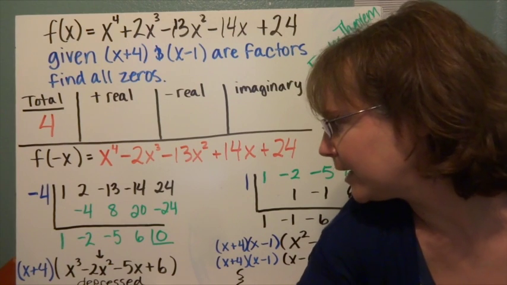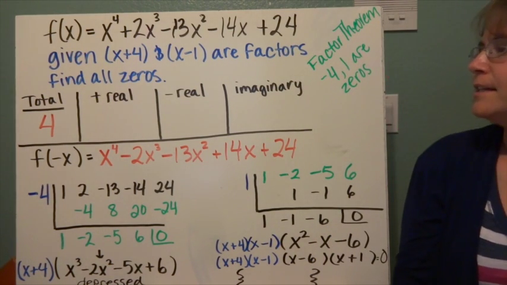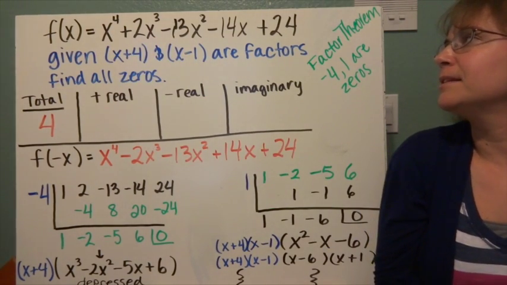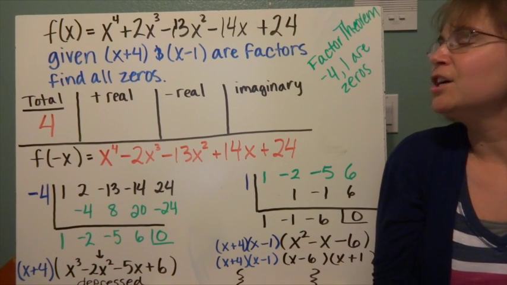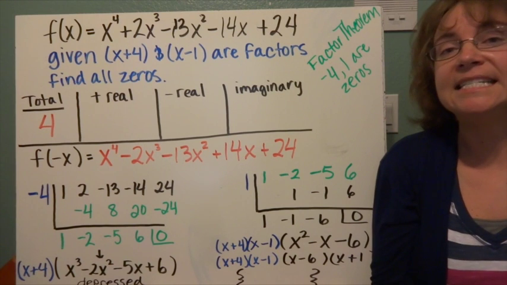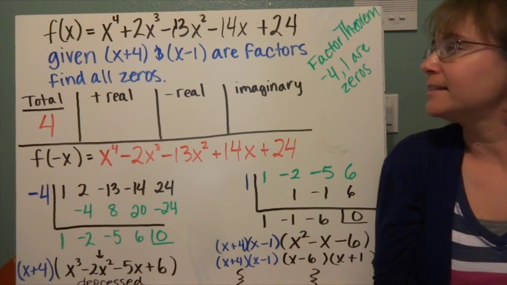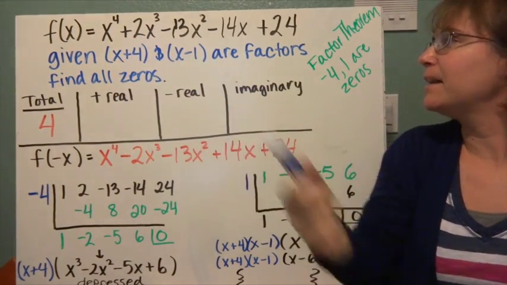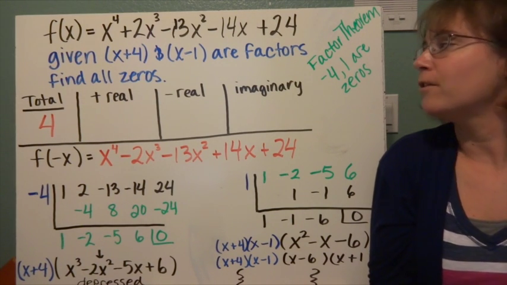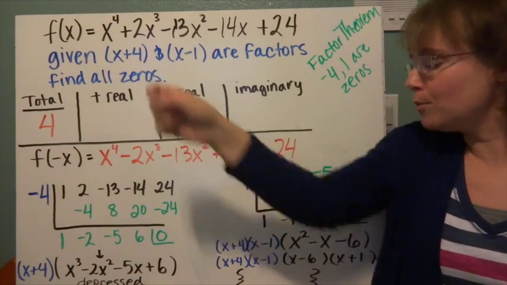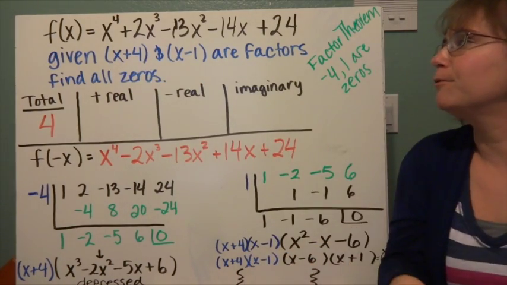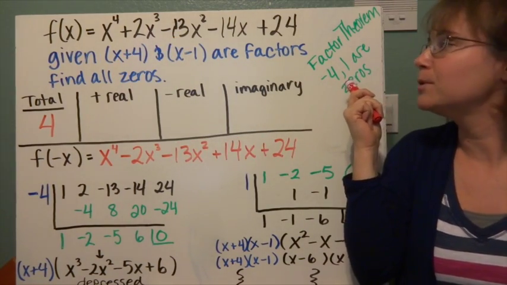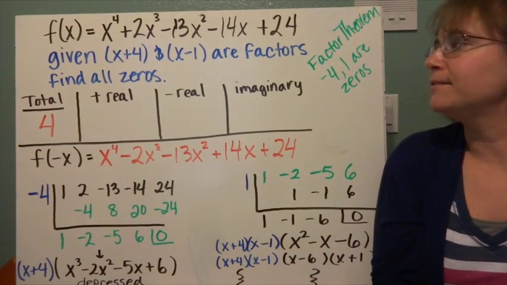So let's take a look at how we can use this to help us find some of our roots here. So here we have a polynomial, and this is a quartic this time instead of a quintic. So we know the end behavior is going to be the same. So it doesn't have to cross that x-axis. So given this polynomial, and also given that x plus 4 and x minus 1 are factors, we want to find all of the zeros. Well, we immediately know 2 of the zeros, and that's by the factor theorem, which we covered before. We know that x is equal to negative 4 and x is equal to 1 have to be zeros by the factor theorem.